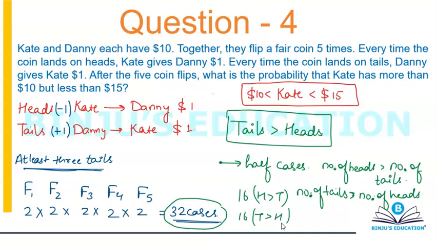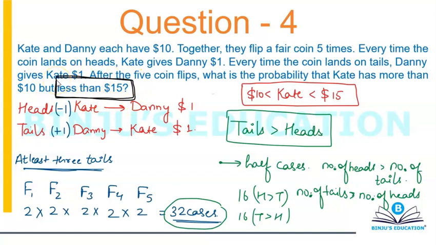But this is incorrect. Read the question carefully. You are very, very close. Conceptually you are correct, but your answer is still incorrect. There is one small thing on which we missed out, and that is, Kate will have an amount which is less than $15.